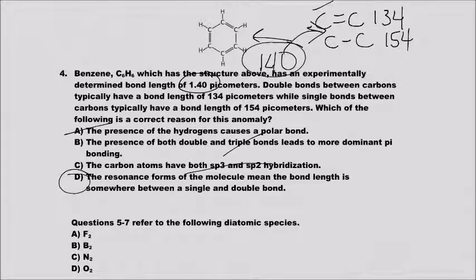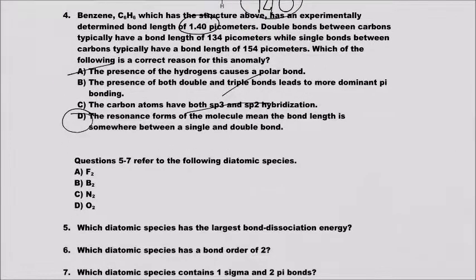Answer is D. All right, number 5, we've got these 4 answer choices to choose from for the next few questions. All right, number 5, which diatomic species has the largest bond dissociation energy? Okay, the largest bond dissociation energy.